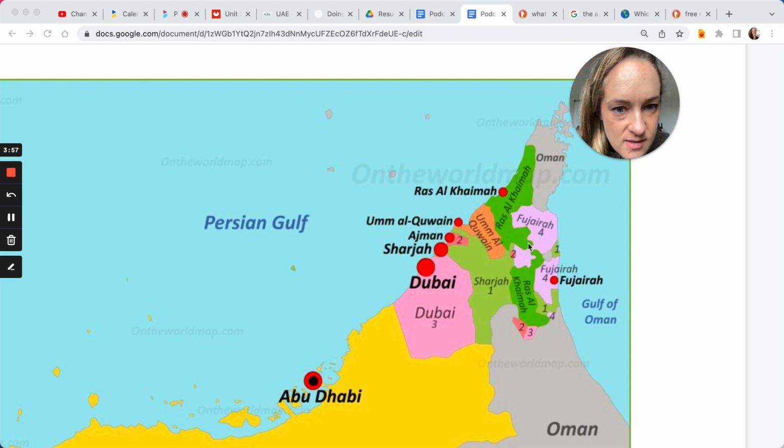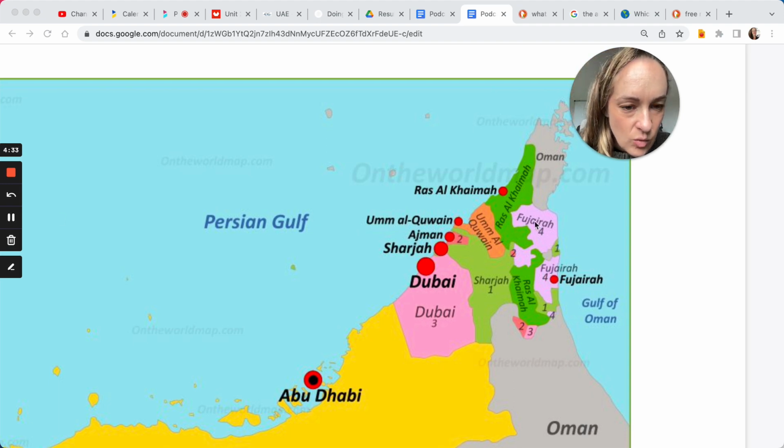Next is this green area, which seems to be divided into 2 parts. In English, it's pronounced Ras Al Khaimah, but in Arabic, it's quite different. Ras al-Khaimah.